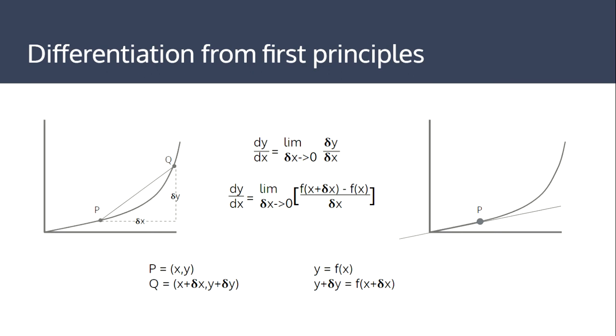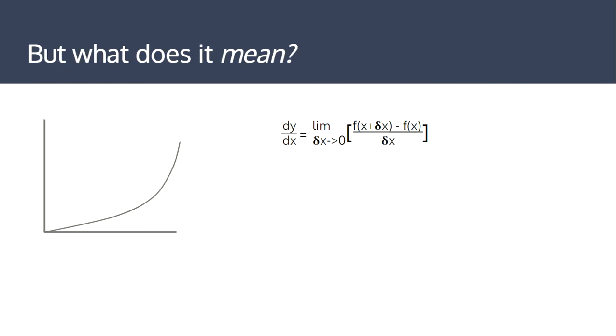The reason why the fraction has that complicated numerator is because f of x plus delta x will give us y plus delta y, but we only want delta y, so we have to subtract y from it, and y can also be written as f of x. Which is great and all, but what does it mean? Well, first we need the equation of the line, f of x. Say, for example, that it's x squared.